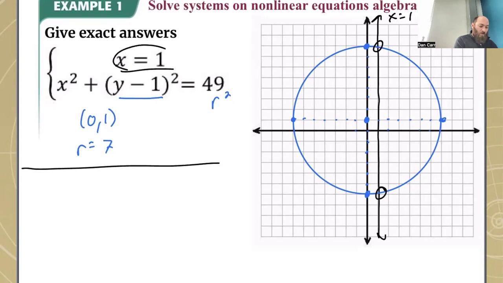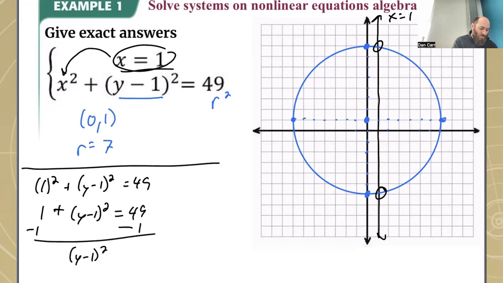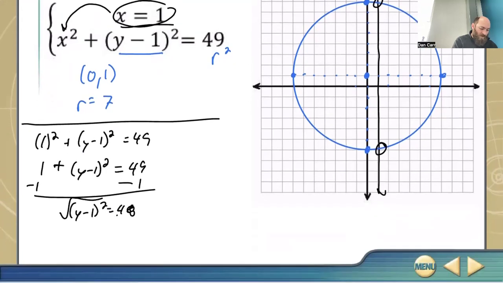So for example, if x equals 1, we can just substitute here and solve for y. So that's going to be 1 squared plus y minus 1 squared is equal to 49. Now I could distribute out y minus 1, but that's going to make it more work for myself. Instead, I'm going to keep it as y minus 1 squared and subtract 1 on both sides. So y minus 1 squared is equal to 48. Then I can square root both sides, so I get y minus 1 is equal to plus or minus square root of 48.